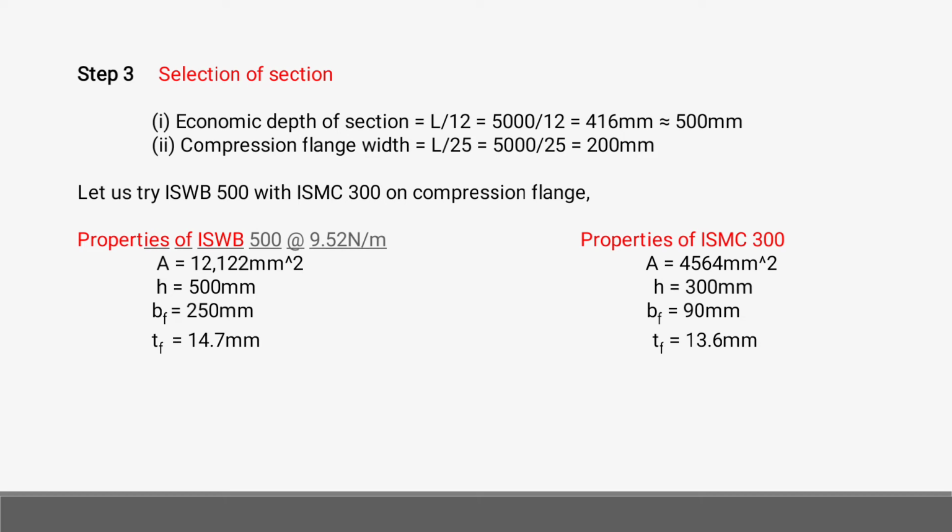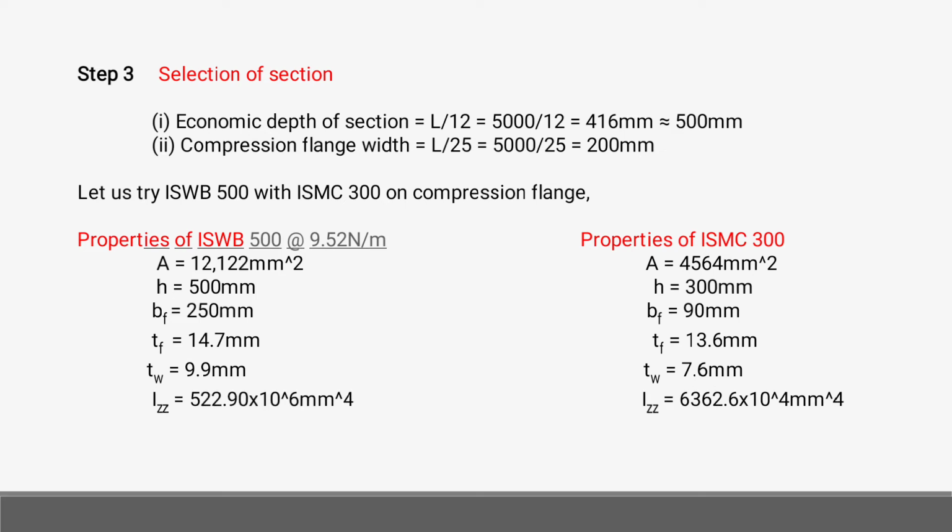That is TF is equal to 13.6 mm. So intersection TW is equal to 9.9 mm. So for the ISMC 300 section, TW is equal to 7.6 mm. Then IZ is equal to 522.90 into 10 power 6 mm power 4. Then IYZ is equal to 6362.6 into 10 power 4 mm power 4.